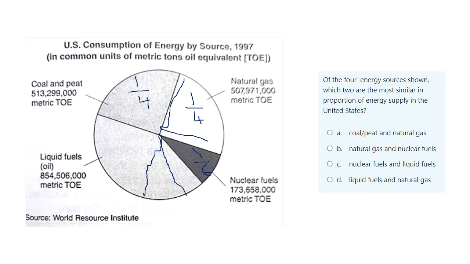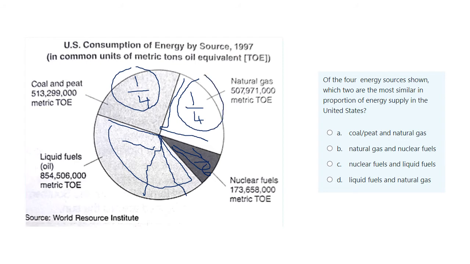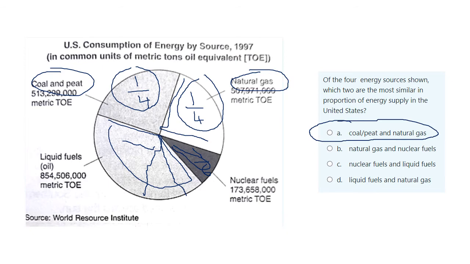So it is not going to be this one and this one. This one is very big. This one is going to be very small. It's going to be the 2 that are the most similar in size. So we're looking at natural gas and coal and peat. Coal and peat and natural gas, the answer is A.